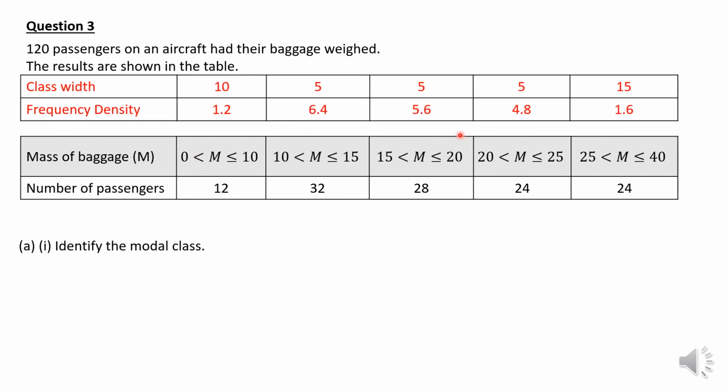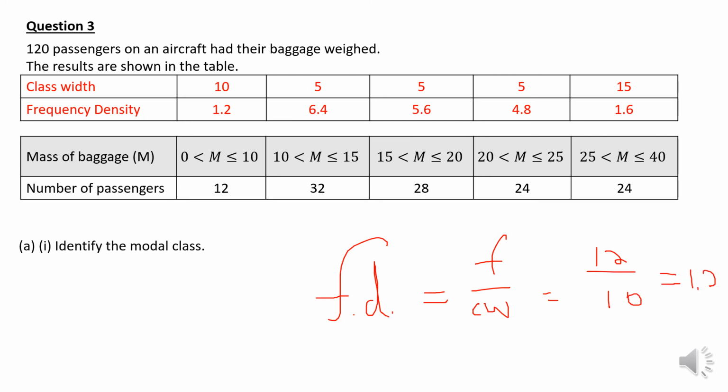So what I did is I took the class widths, and I also calculated the frequency density. Remember, frequency density is calculated by taking the frequency and then dividing it by the class width. Please don't forget that. For example, the first one here, I took 12 and divided 12 by 10, and that is how I get the 1.2.